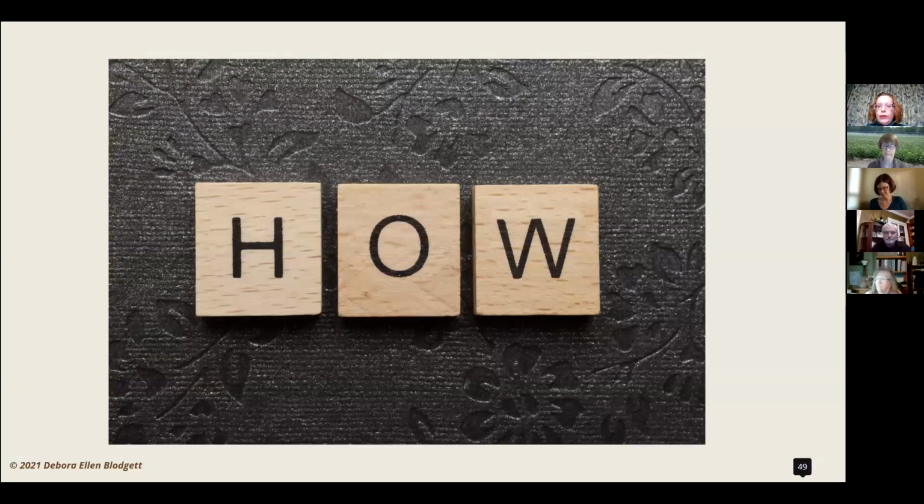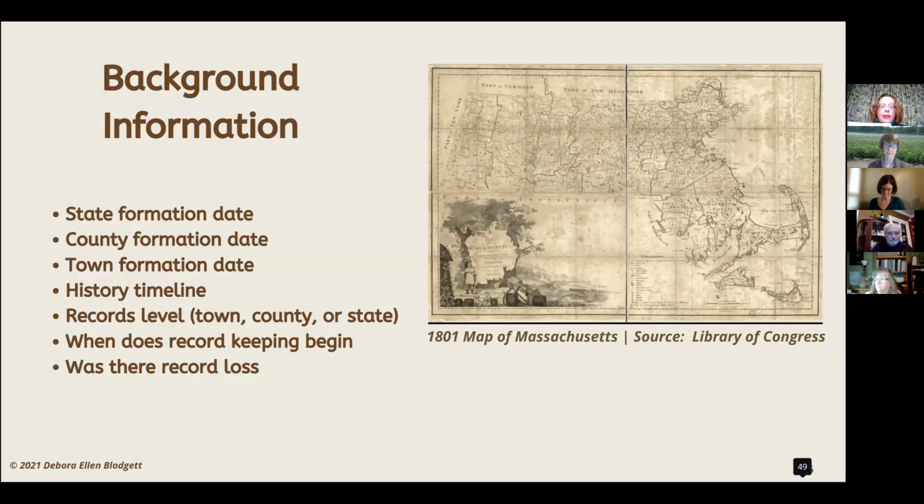So how are we going to create our guide? The first thing I like to do is start off with some background information. Now, if you're researching a location that you've never researched in before, such as a new state, then you would want to have a lot of information on the state, when the state was formed, what kind of counties are in the state, and so forth.